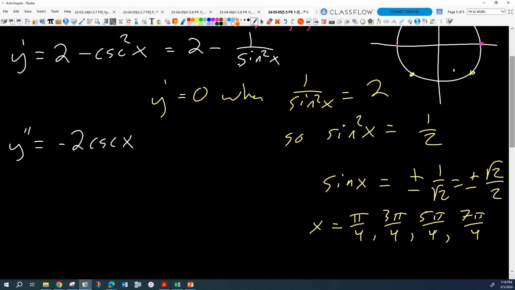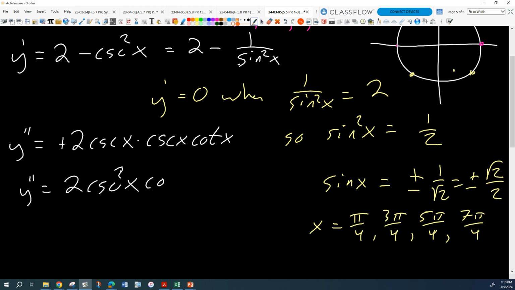What's the derivative of secant? Secant tangent. So the derivative of cosecant is negative cosecant cotangent. There you go, right? This is negative, gross. Which makes that positive, right? And that gives us a cosecant squared. So we just got it back after we just got rid of it? Well, kind of, but it's also being multiplied by a cotangent now.